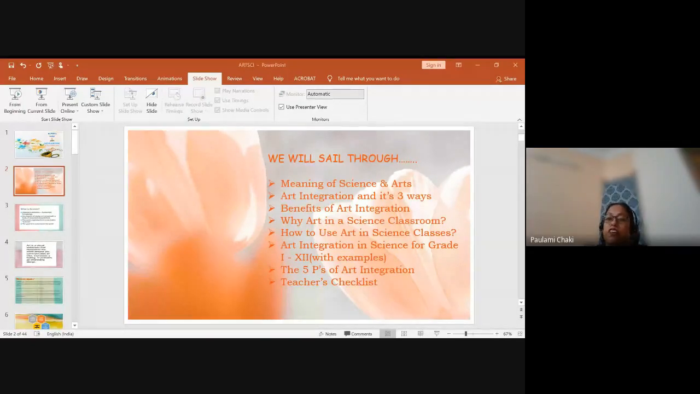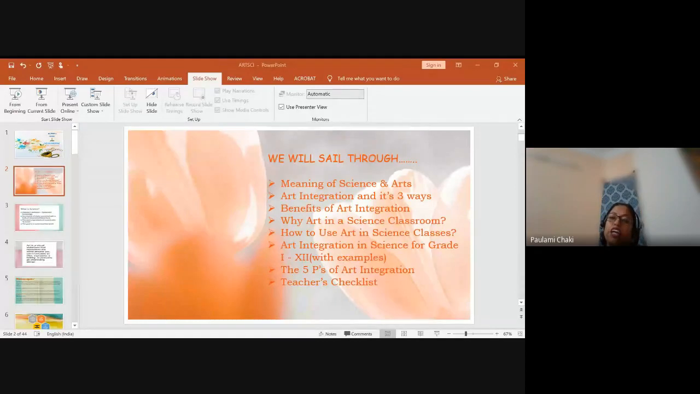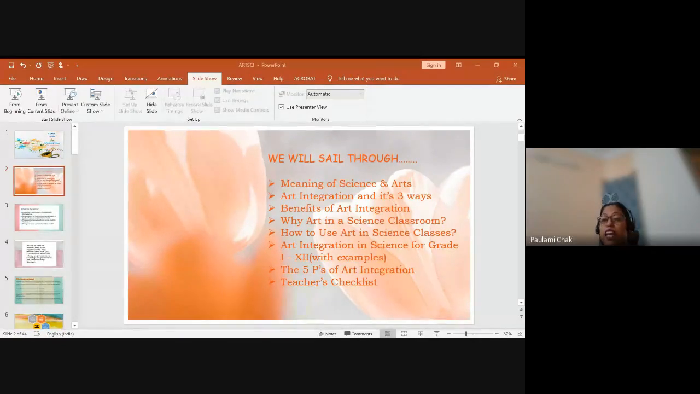Now, then we will be going through why art in the science classroom, how to use art in science classes, and then quickly, these will be quick topics. I will not discuss much because we all know by this time what art is, how it has to be used, why it has to be used. So I will directly move on to art integration in science for grade 1 to 12.